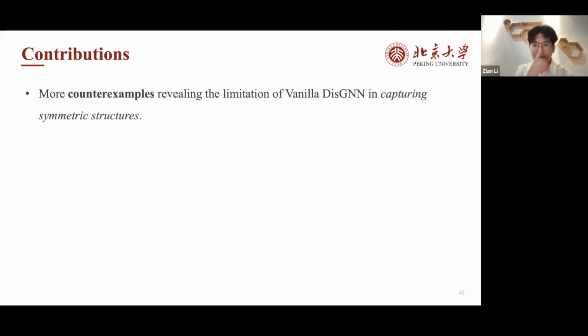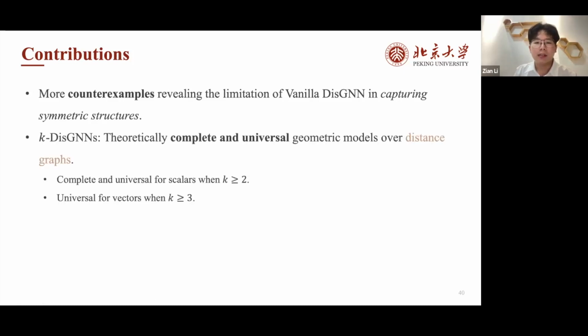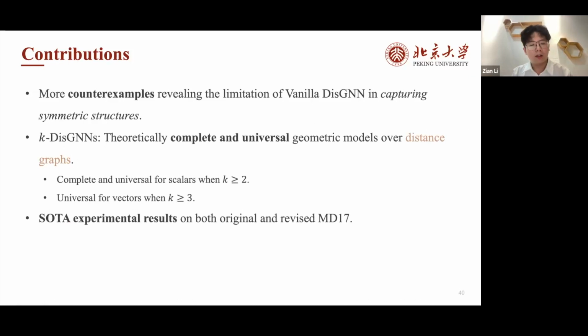And let's summarize the contributions of our work again. We first constructed more counterexamples which reveal the limitation of vanilla DisGNN in capturing symmetric structures. Then we proposed k-DisGNNs, theoretically complete and universal geometric models over distance graphs. We showed they are complete and universal for scalars when k is larger than 2, and they are universal for vectors when k is larger than 3. And we get a wide range of SOTA experimental results on both original and revised MD17.